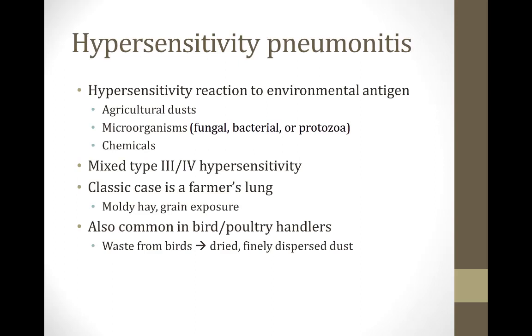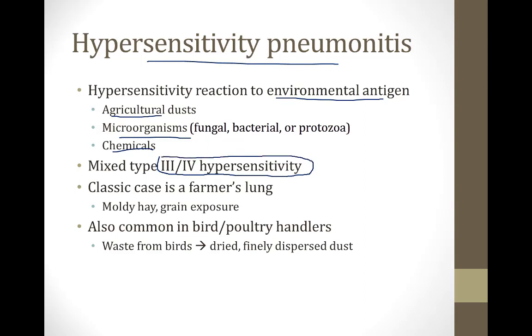And then the final cause of interstitial lung disease I'll talk about is hypersensitivity pneumonitis. So this is basically an allergic reaction involving the lungs. So some type of environmental antigen triggers an immune reaction. This can be caused by agricultural dusts. Some microorganisms, like some fungi, bacteria, or protozoas can cause this, and some chemicals can cause this. It's a mixed type 3-4 hypersensitivity reaction. So recall that type 3 is an immune complex reaction and type 4 is cell-mediated, and both of those are involved. The classic case, and the one you should definitely know for your boards, is farmer's lung.